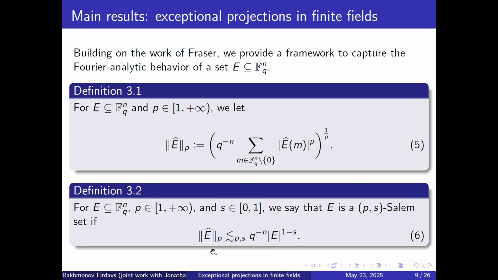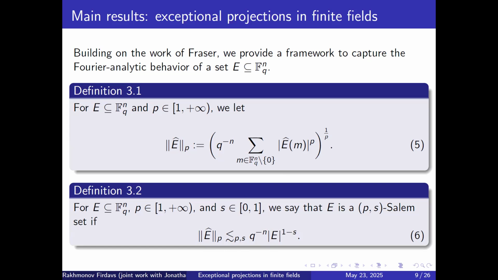The usual notion of Salem set, which was introduced in the paper of Iosevich and Rudnev, is basically when you take P to be infinity and S equal to 1 over 2. Of course, here I defined the P norm when P is finite, but you can do this for infinite. For infinite, you just need to take the maximum of the non-trivial Fourier coefficients.